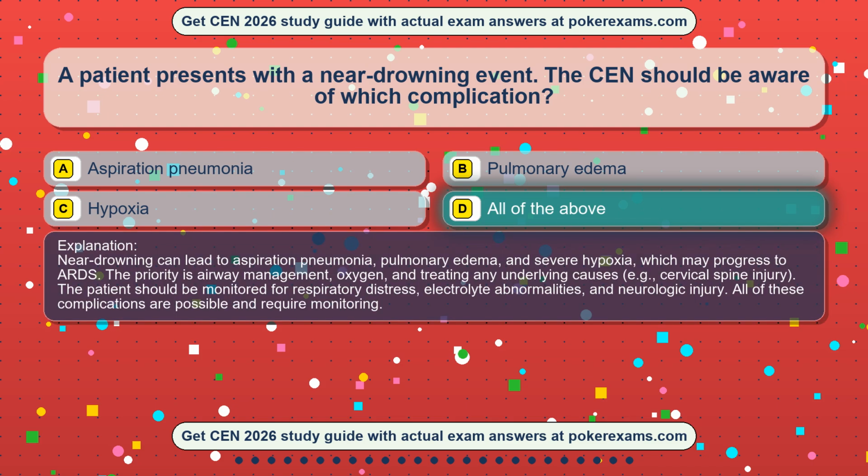Near drowning can lead to aspiration pneumonia, pulmonary edema, and severe hypoxia, which may progress to ARDS. The priority is airway management, oxygen, and treating any underlying causes, e.g., cervical spine injury. The patient should be monitored for respiratory distress, electrolyte abnormalities, and neurologic injury. All of these complications are possible and require monitoring.